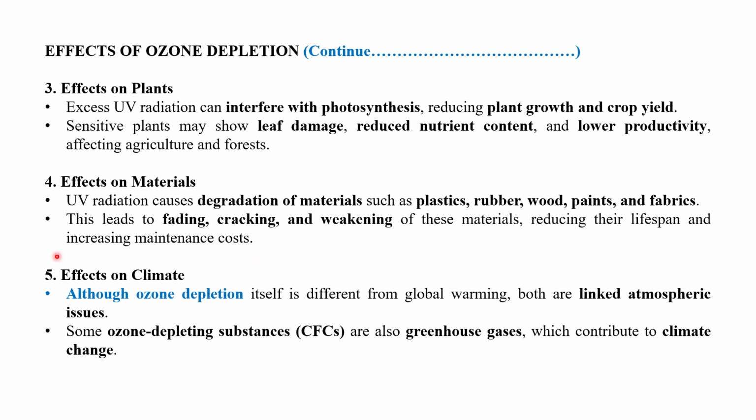So effects on the climate are also going to take place. Although ozone depletion itself is different from global warming, both are linked atmospheric issues. Definitely, ozone depletion and climate change we have already discussed in the previous lectures. So both are atmospheric issues. Some ozone-depleting substances are also greenhouse gases, which contribute to climate change and global warming.